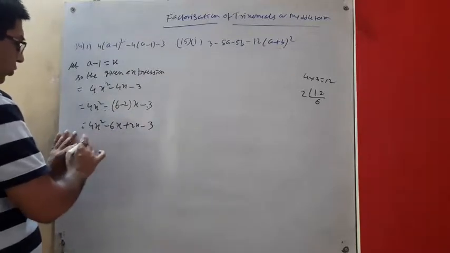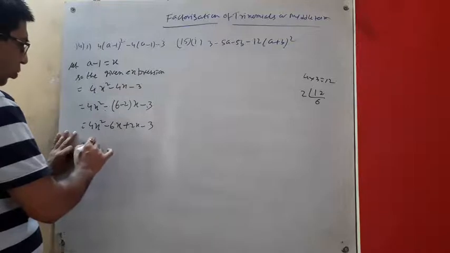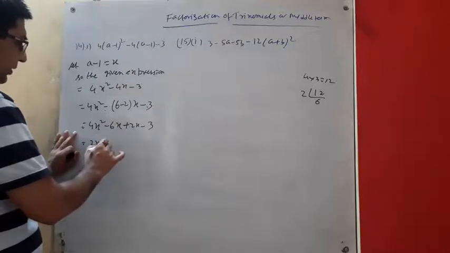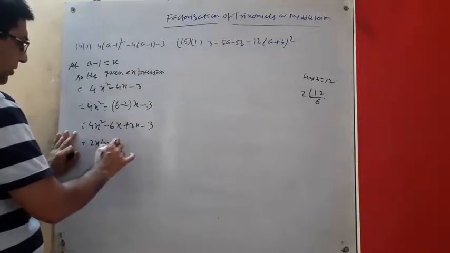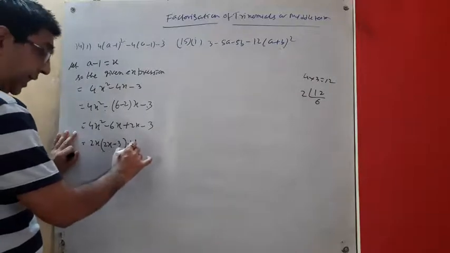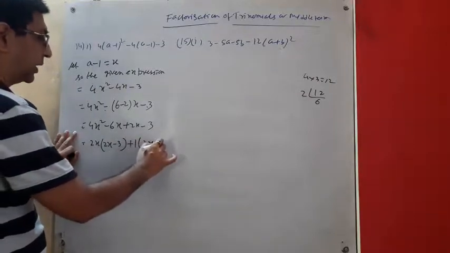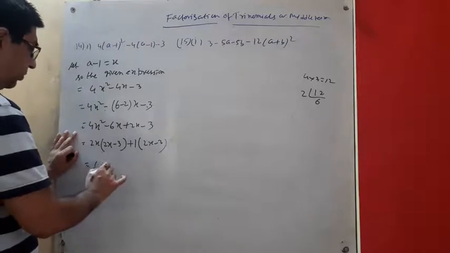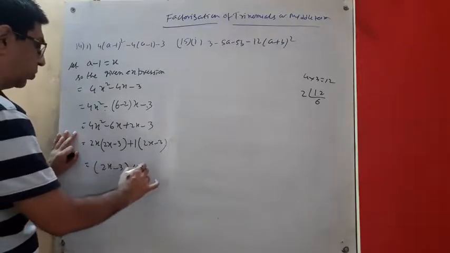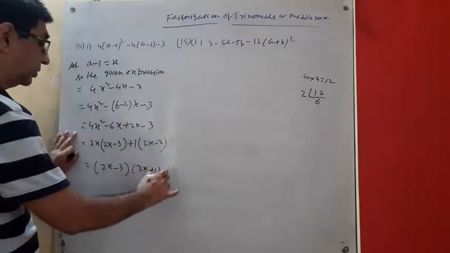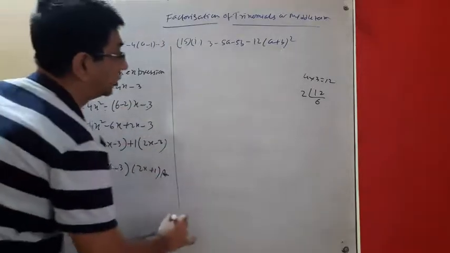From these two we take common 2x, so we get 2x − 3. Here also we take common 1, so we get 2x − 3. So ultimately we get (2x − 3)(2x + 1). This is the answer.